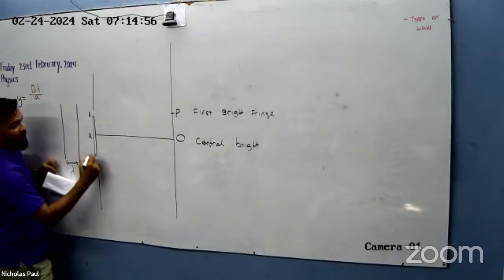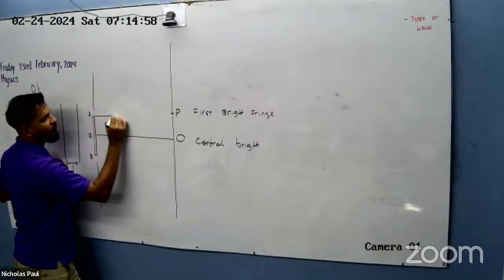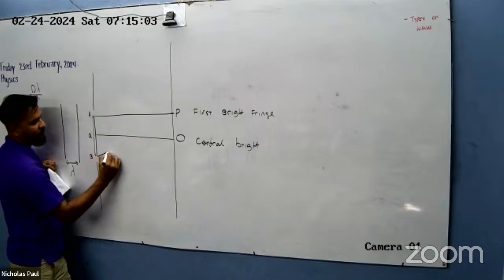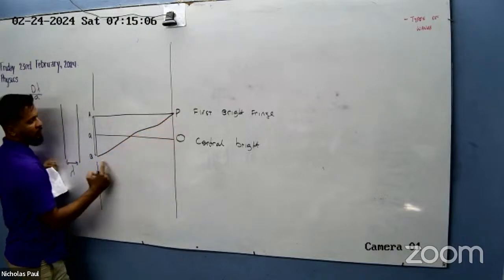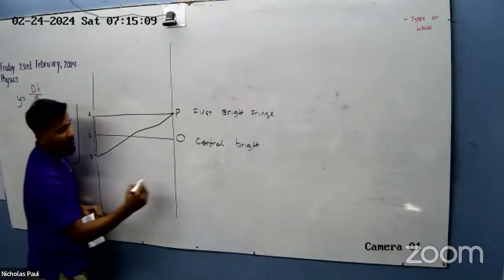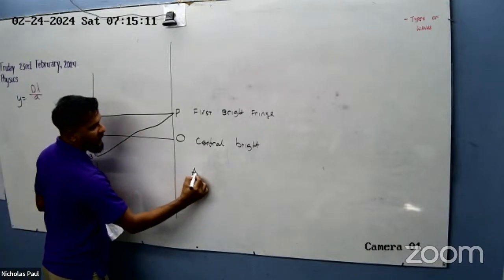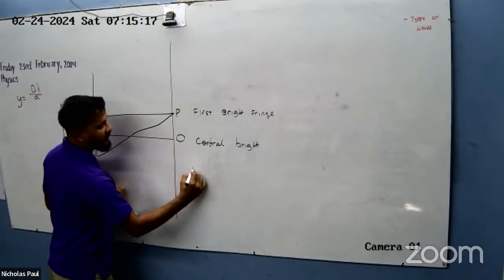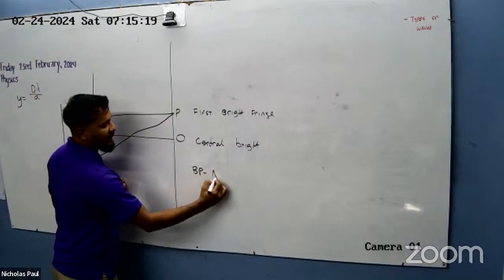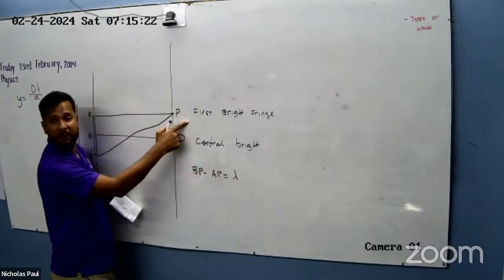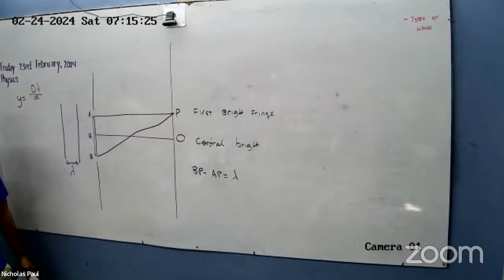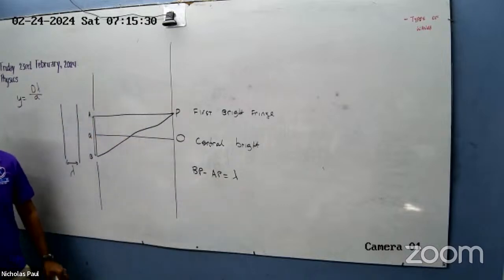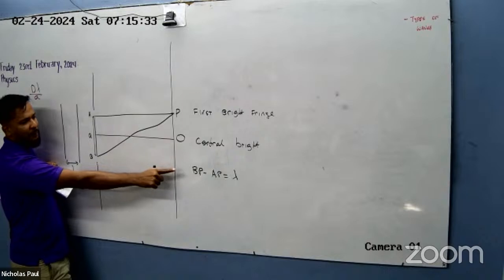When a ray leaves here, it will travel AP. When a ray leaves here, it will travel BP. Which is larger? What is BP minus AP? Lambda, because it's the first bright fringe. Whenever you have a bright fringe, the path difference is lambda. Everybody okay with that? How do I find BP minus AP?